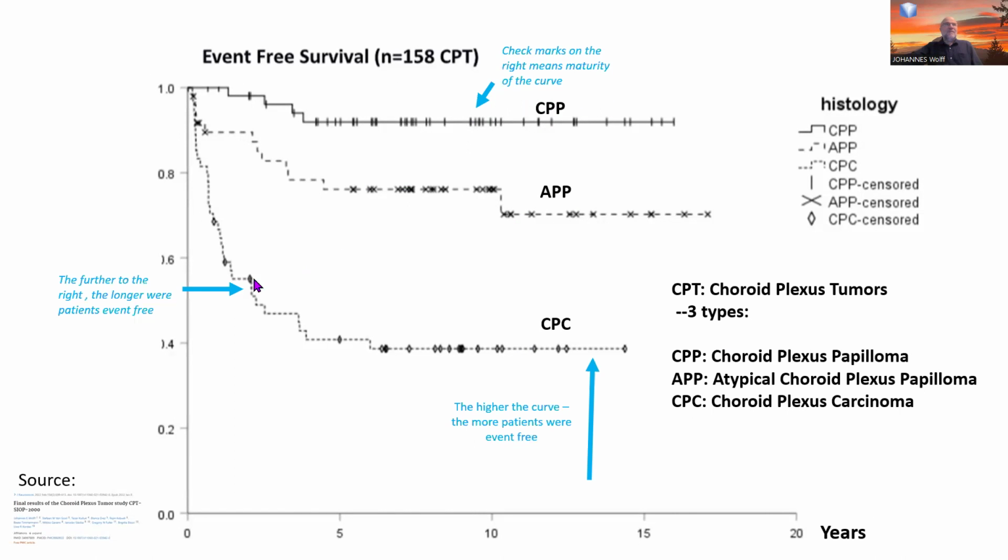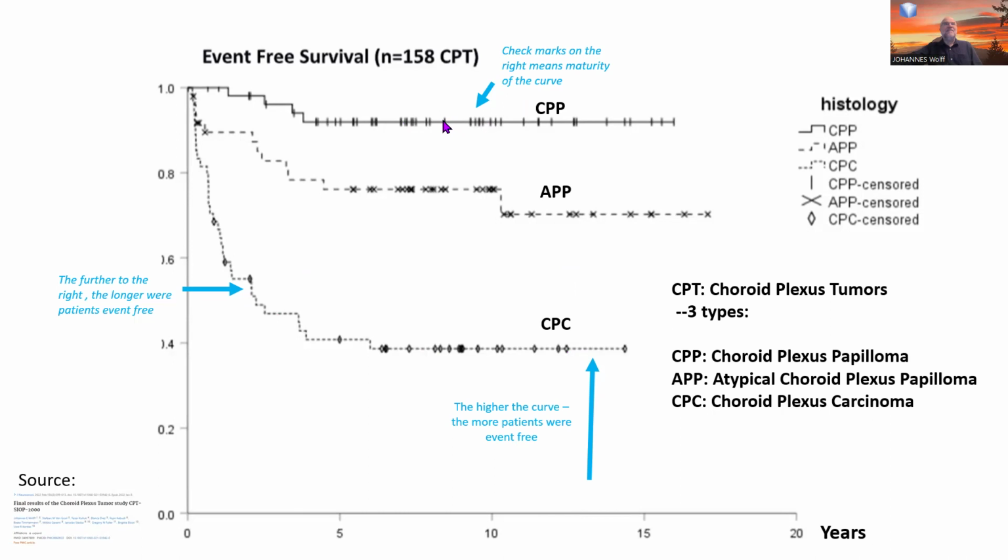In general, it is better when the curve is further to the right, because that means that the events happened later, and it is better when the curve is higher, because that means there is a larger number of people without events. There are these check marks on top of the curve. Each of those check marks indicates a patient story that ends at that point without an event.